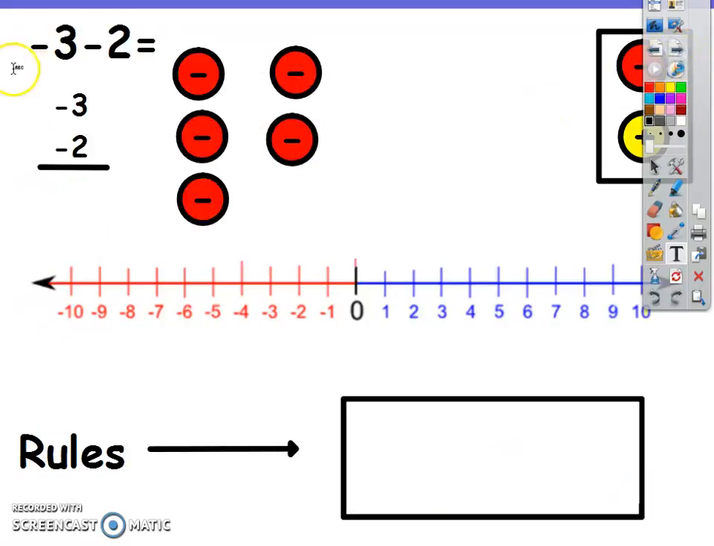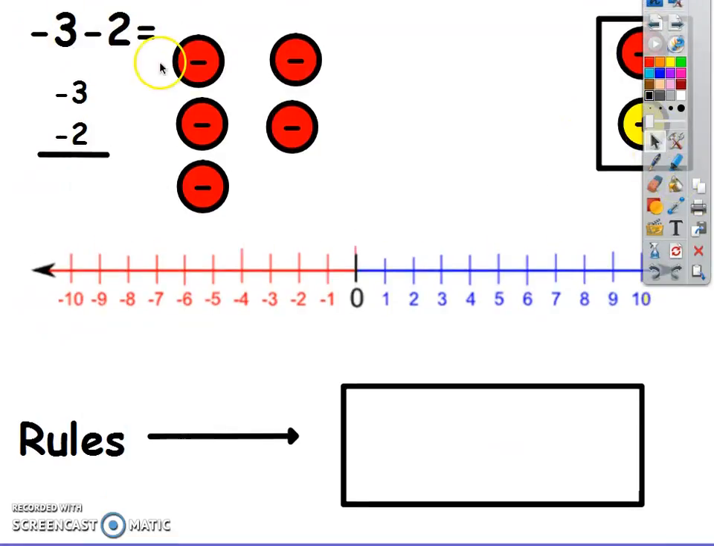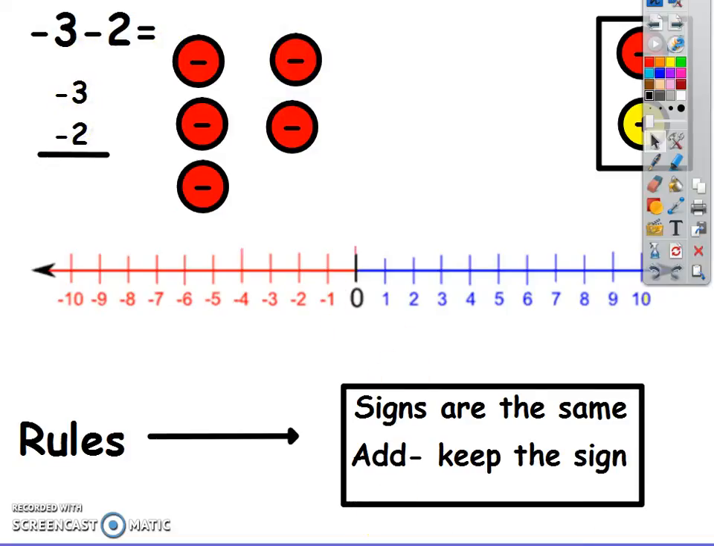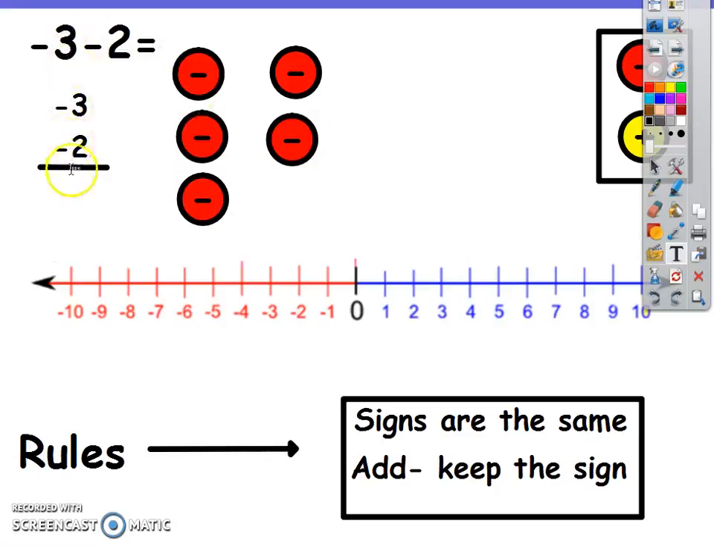And finally, I have negative 3 minus 2. In this case, these negative 3's and these negative 2's, they're all the same sign. So since these signs are the same, I'm going to add them together and keep the sign. There's nothing to cancel out since they're all negative. So 3 plus 2 is 5. And since they were already negative, they are staying negative 5.